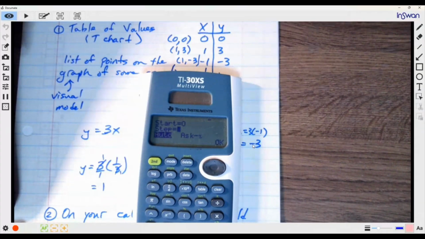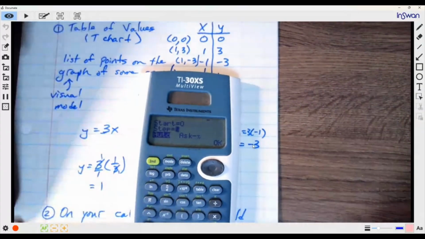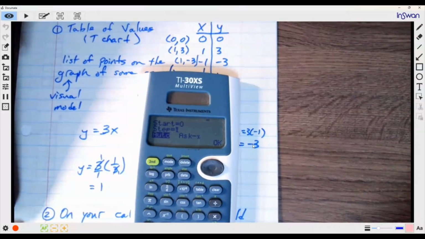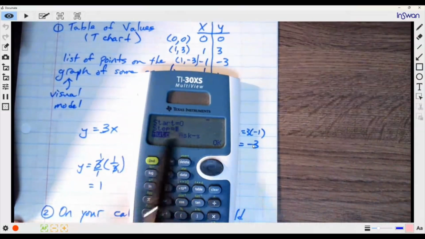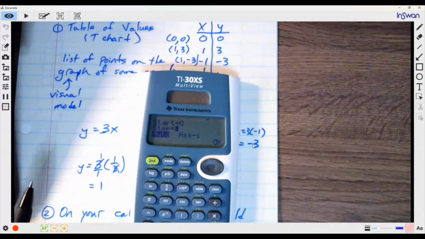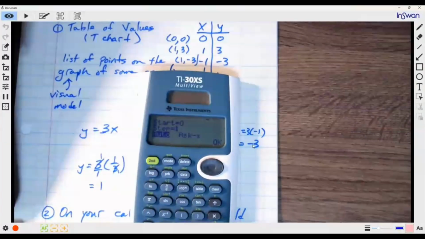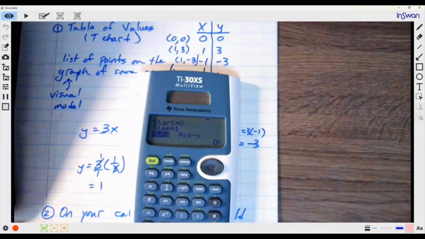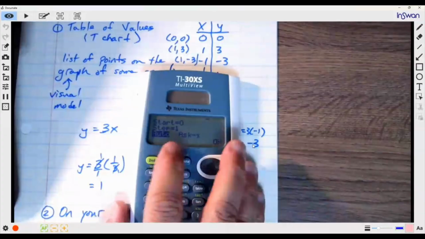Step equals 1 means the next x value is going to be 1. And then the next x value is going to be 2. And the next one, 3, then 4, then 5. If I tell it step 5, the first x value is 0, the second x value is 5, the third x value is 10, the fourth x value is 15, so it's jumping 5. So that's what that means.